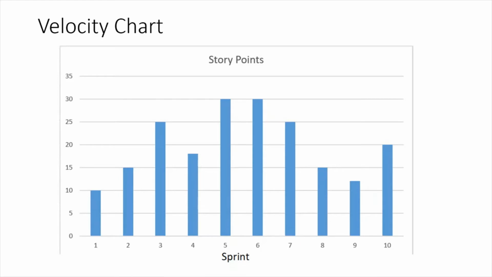All right. The next one is the velocity chart. The velocity chart represents the velocity of the team, so basically the amount of story points delivered per sprint. Here we have sprints, and here we have the amount of story points. We can see that in the first sprint the team delivered 10 points, the second 15, the third 25. Then there was a drop on the fourth sprint to approximately 18 points, and on the fifth sprint the team delivered 30 points and continued with the same pace up to the sixth sprint.